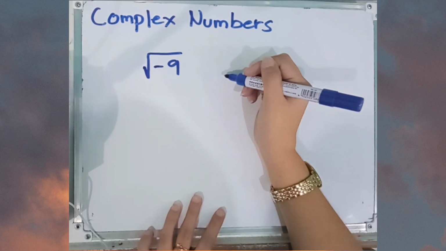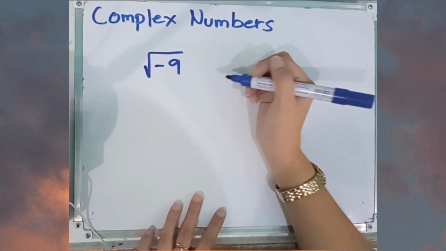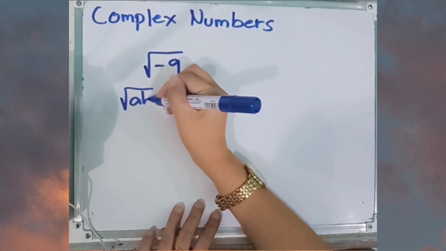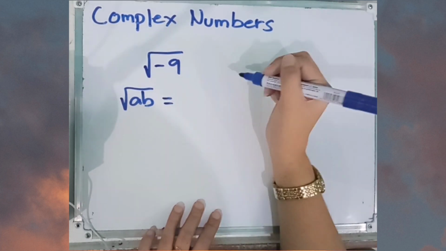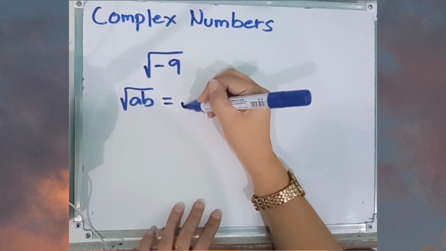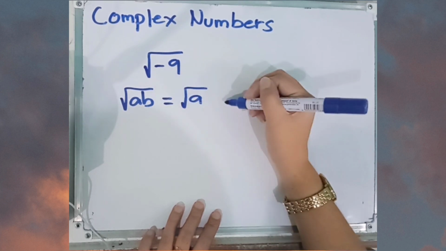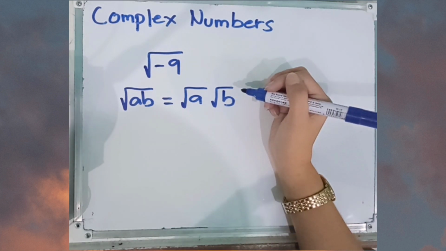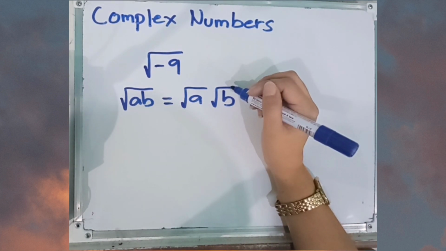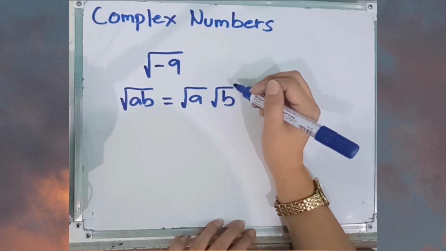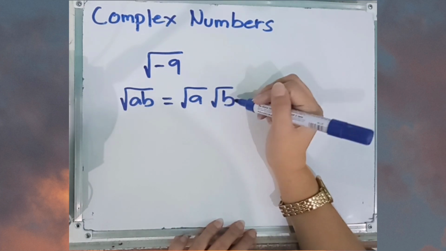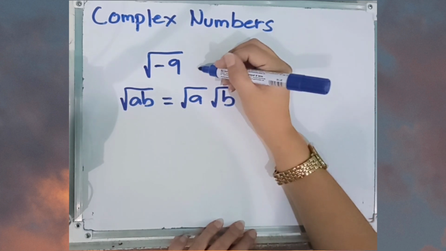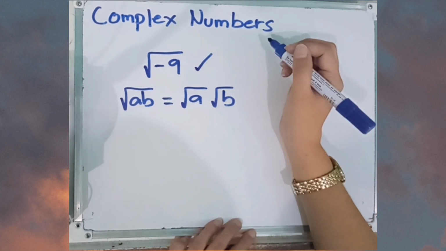But if you can still recall, we have a rule for radicals: if a and b are both positive, then the square root of ab is equal to the product of the square root of a and the square root of b. So for a second, let's try to forget the restriction that a and b should be positive. Let's try to apply the rule to this given example.